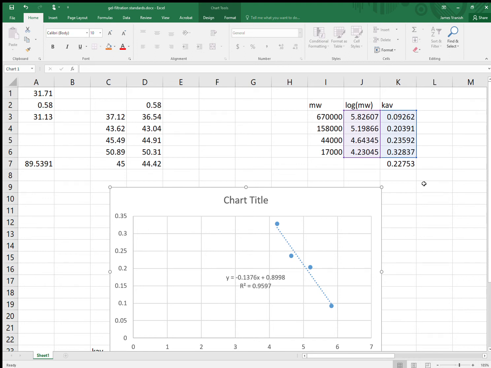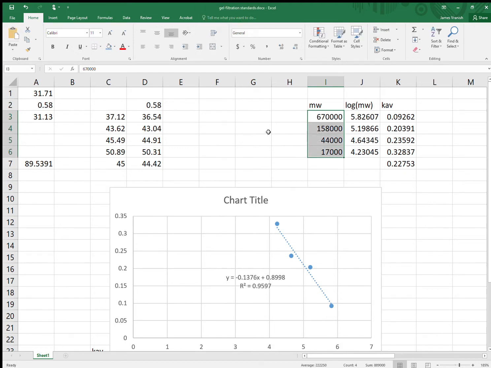Alright, so basically I'm trying to give you an explanation for how to interpret your gel filtration data from class. What I gave you in one of the Word documents was basically the elution volume of these size peaks from the standard protein mixture that we ran over the column.